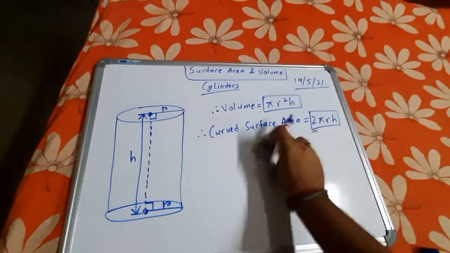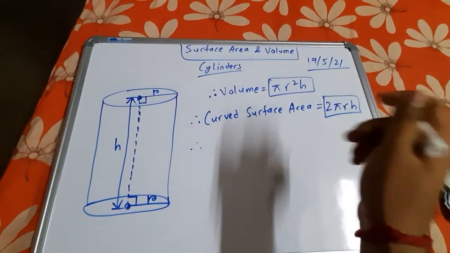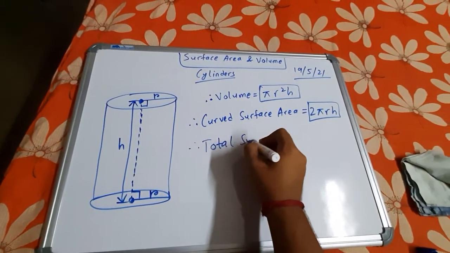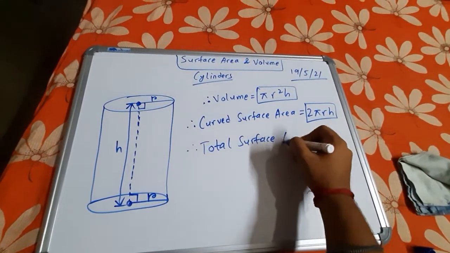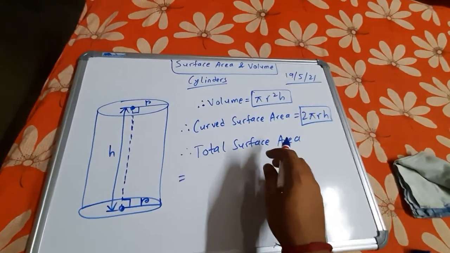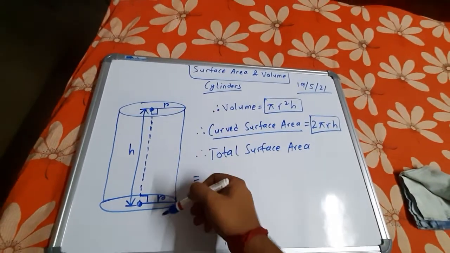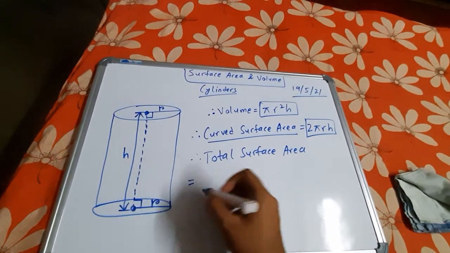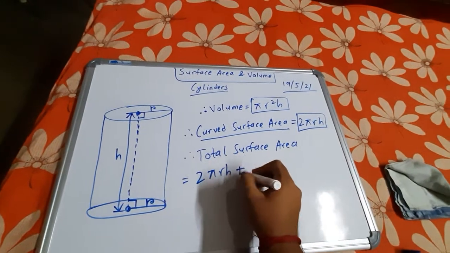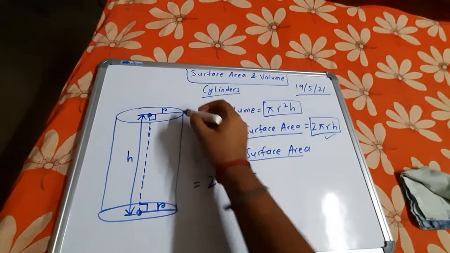After curved surface area, now comes the total surface area. Total surface area, as you can say, is the total of all the surface areas. It means the curved surface area added with the areas of the upper circle and the lower circle. The curved surface area is 2 pi r h. As I said, the total surface area is the addition of the curved surface area and the area of both the circles.